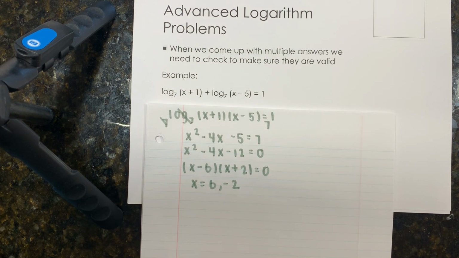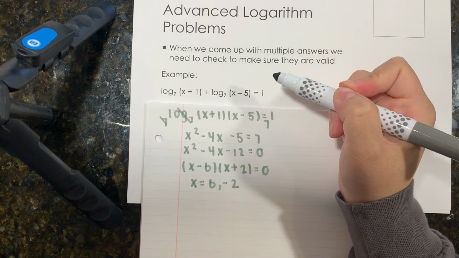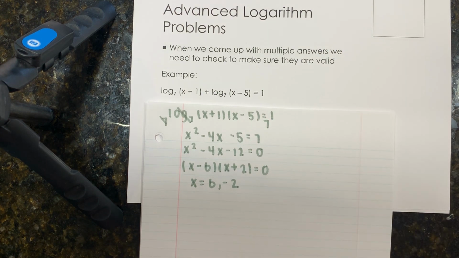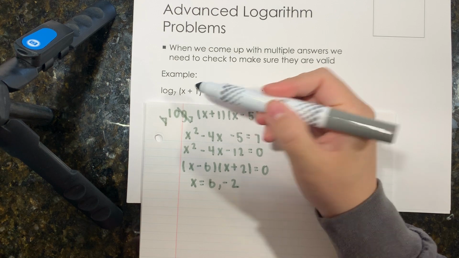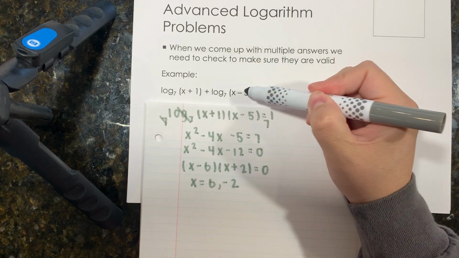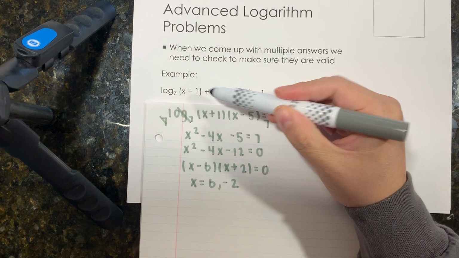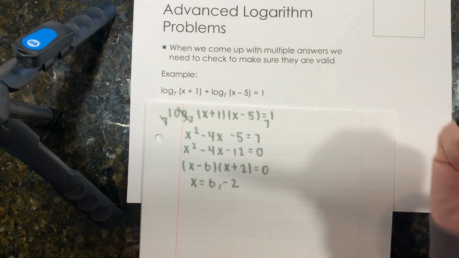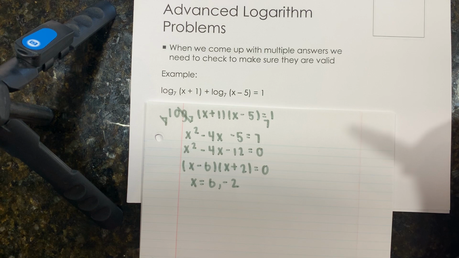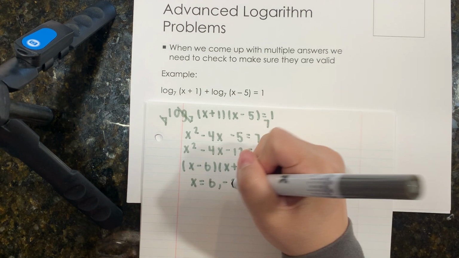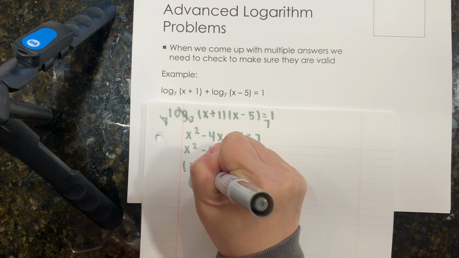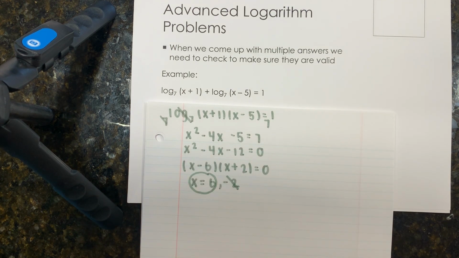But the reason you have to check your answer is if you go back to the beginning of this problem, you can never take the logarithm of a negative number. So if I plug in 6, 6 plus 1 gives me 7, and 6 minus 5 would give me 1. So those both work. But if I plugged in negative 2, negative 2 plus 1 gives me negative 1. And again, you cannot take the logarithm of a negative number. So your only answer is going to be that x is equal to 6.